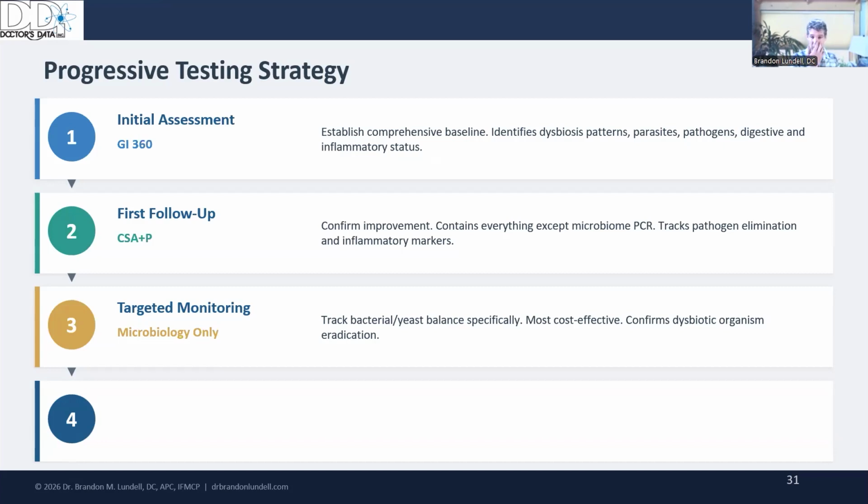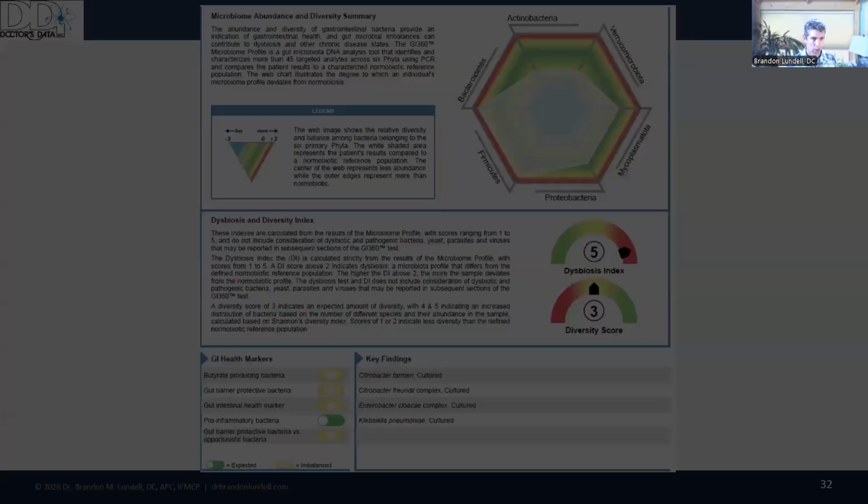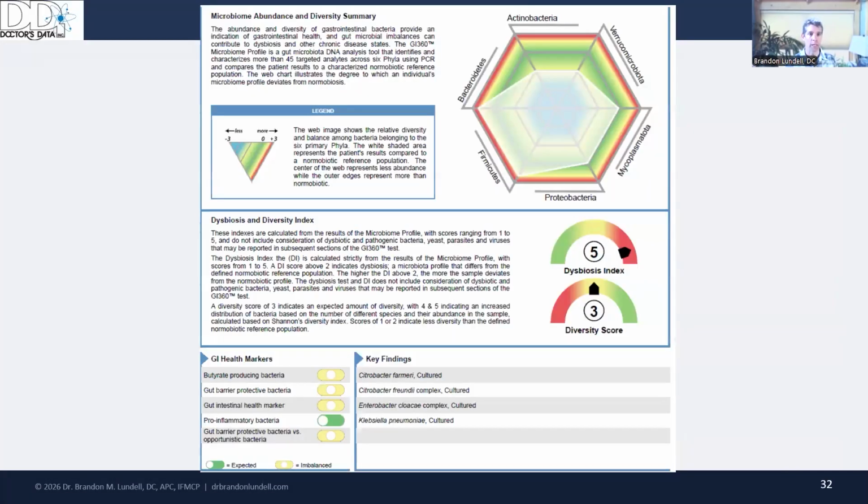It gives you just a quick overview of the major phyla, which I'll show you. So that's how we kind of reassess. It just depends on what's happening. We almost never, like I said, I almost never do the GI 360 again unless there's a new symptom that warrants looking at the microbiology or looking at the commensal microbiome. Okay, so here's a picture of the first page of the report of the GI 360.